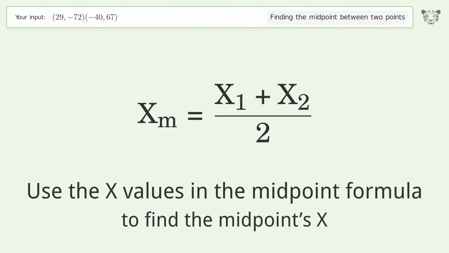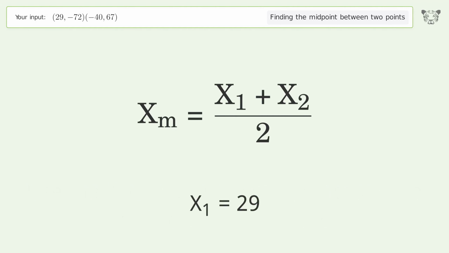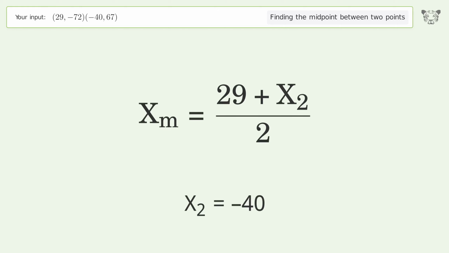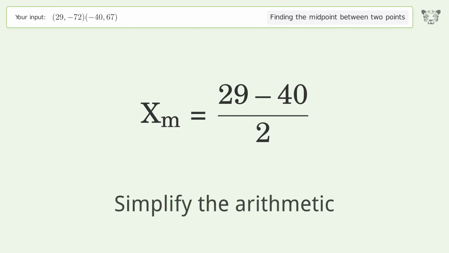Use the x values in the midpoint formula to find the midpoints x1 equals 29, x2 equals -40. Simplify the arithmetic.